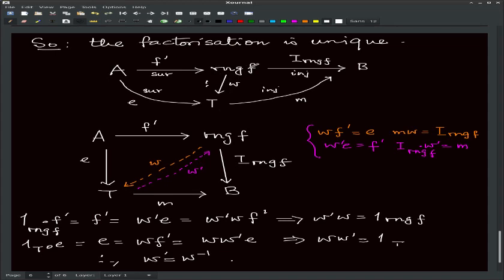So what does this tell you? You don't have to remember this particular explicit factorization which I took. You can take it to be a factorization by a surjection followed by an injection, and that's it. That does the job.